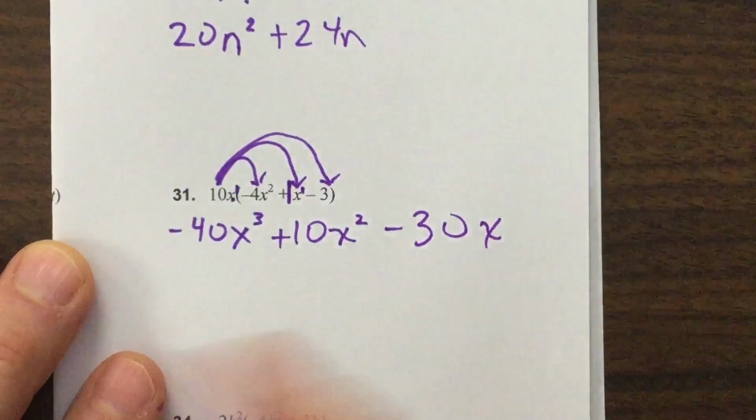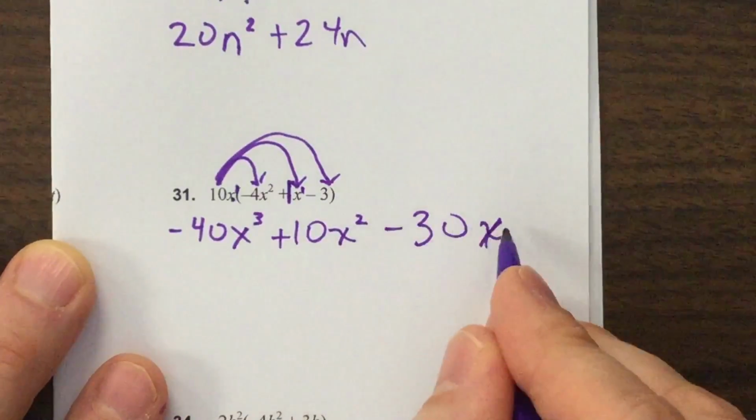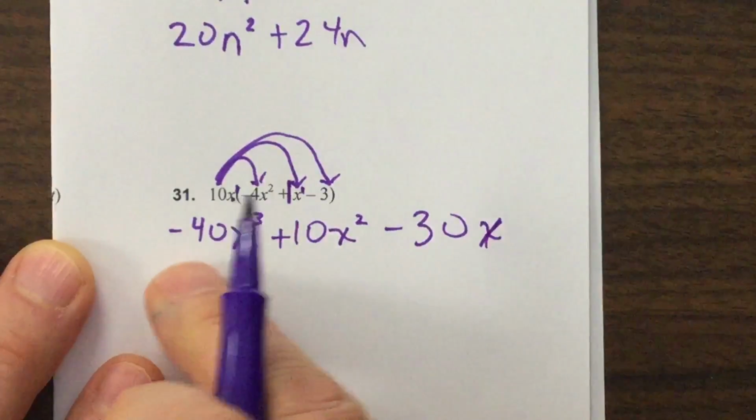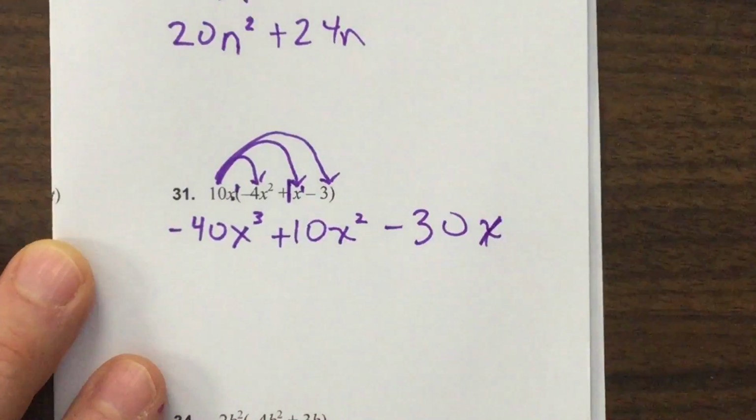Take a look at my order. We have x to the third, x to the second, x to the first. We don't have any like terms, so there's no simplifying. It's already in standard form. Okay, what do we have now? We have last problem, number 33.